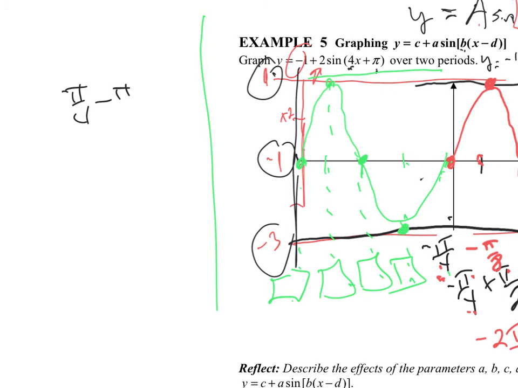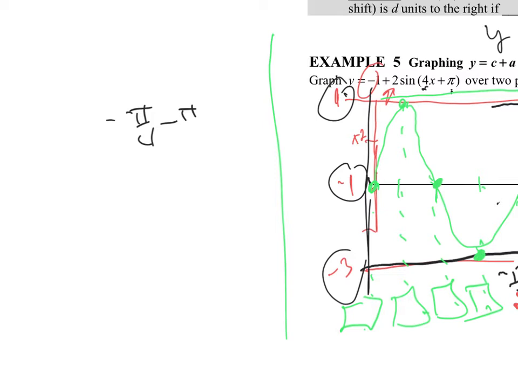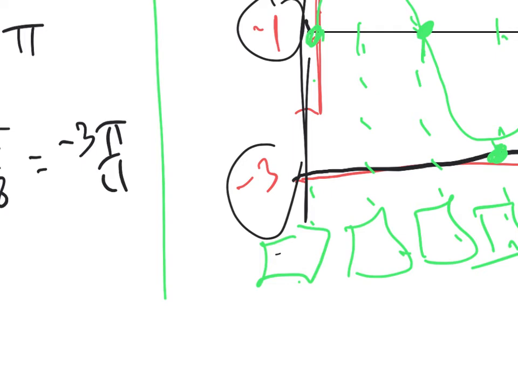It's so easy to mess up. Okay, I'm adding a negative pi over 4, and I'm subtracting a pi over 2. We know the answer has to be negative because we're going left. So it's a negative 2 pi minus 4 pi, yeah, that's what I did wrong, over 8. That turns into a negative 6 pi over 8. That's a negative 3 pi over 4. So I found one. This one is negative 3 pi over 4.